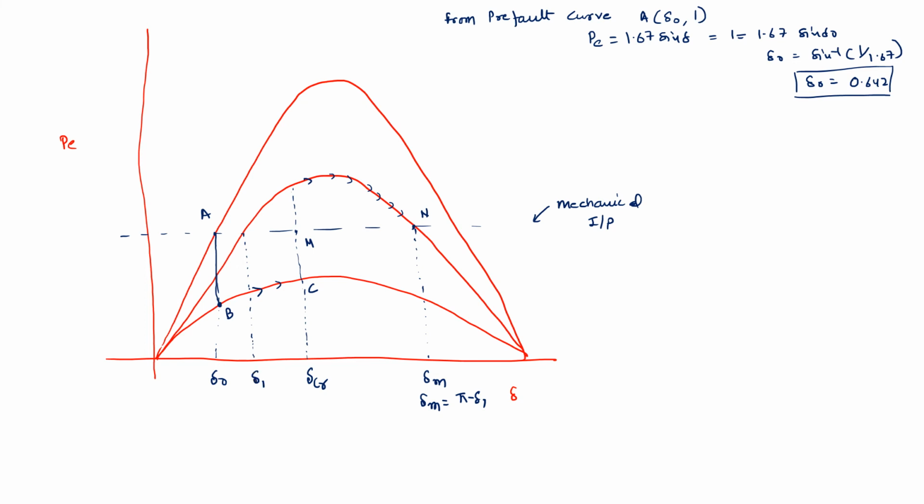So always remember there is a relationship: delta M is greater than delta CR, and delta CR is greater than delta 0. So this is how we do this. Now what we do, we apply the equal area criteria. In this equal area criteria I can see two areas. Let me highlight these areas.